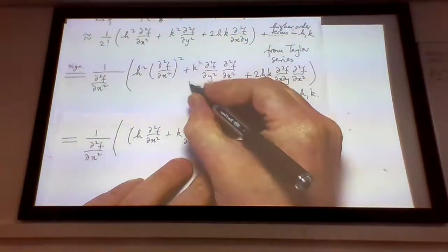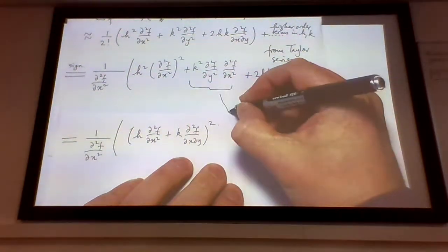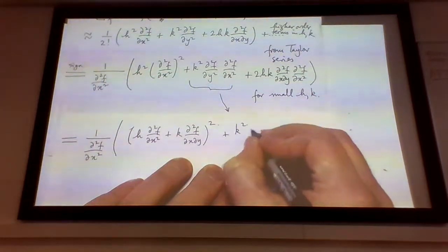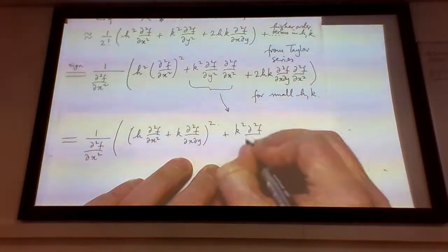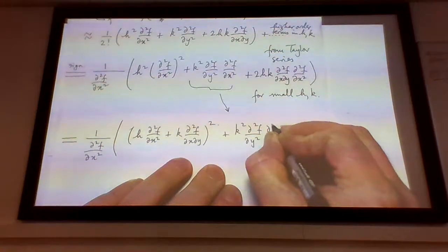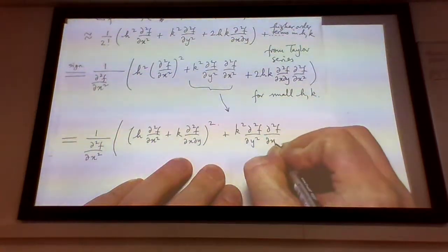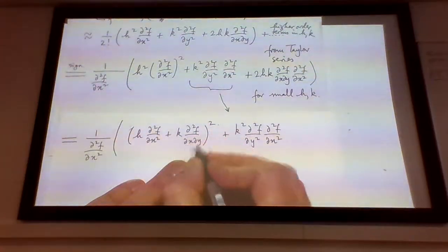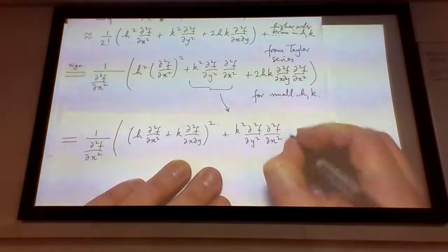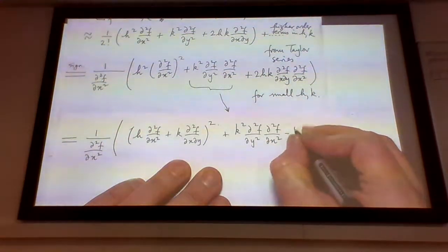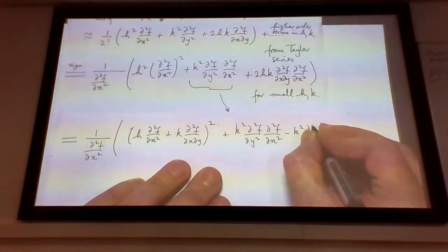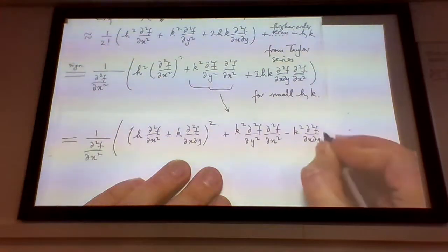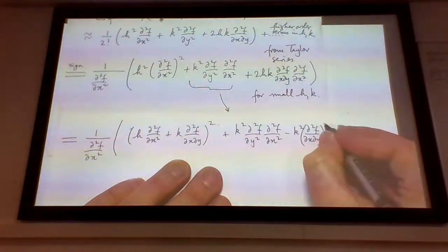So I still got this object here. So I still got k squared d2f dy squared d2f dx squared. And I also generate k squared times the square of this, which isn't up here, so I must subtract it again. Minus k squared d2f dx dy, all of it squared.